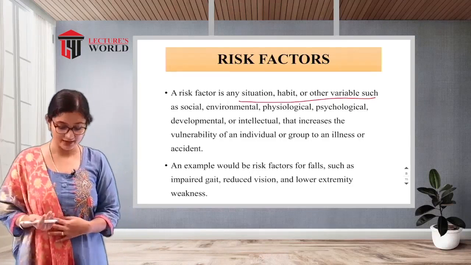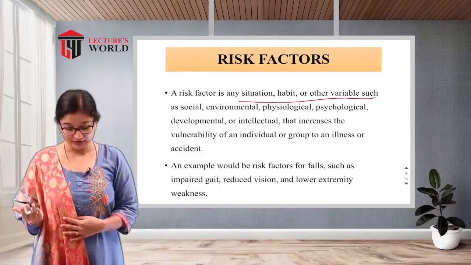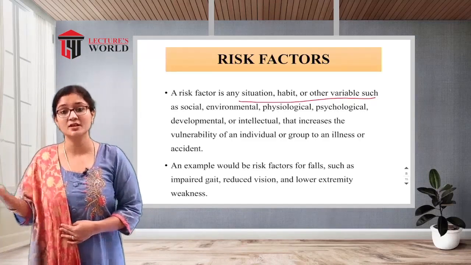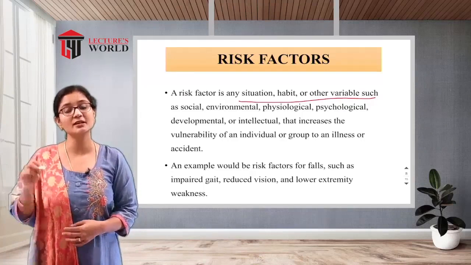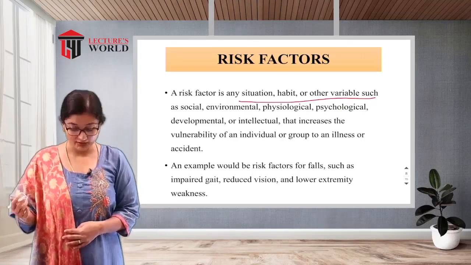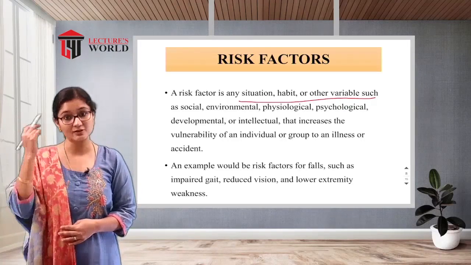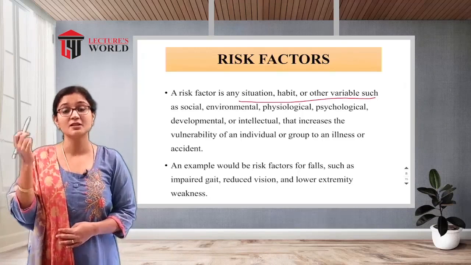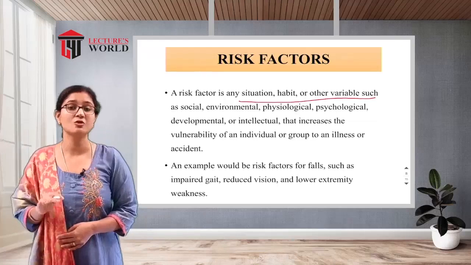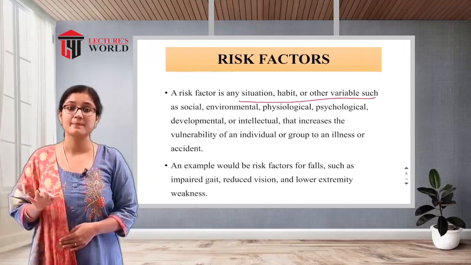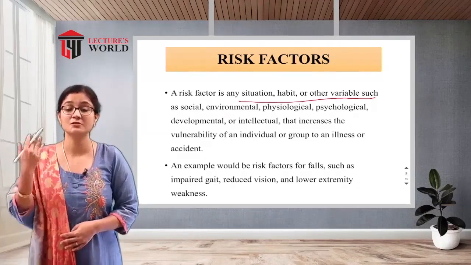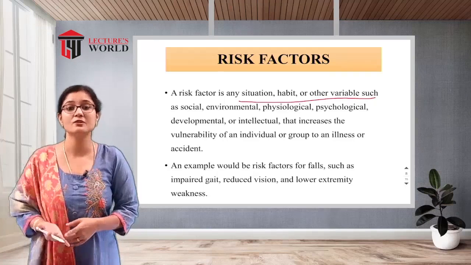Clear enough? So risk factors are a situation, habit or other variables which can be social. How can it be social? For example, you see your friends smoking and you start smoking with them, but you don't understand smoking is a risk factor for lung cancer. Then environmental, physiological, psychological. What you think is very important. Psychological means if you are having negative thoughts, it can affect your whole body. Negative thoughts decrease your confidence and your self-esteem. So what you need to have is positive thoughts about yourself, which will increase your confidence and self-esteem.